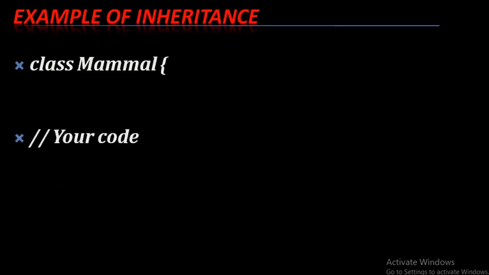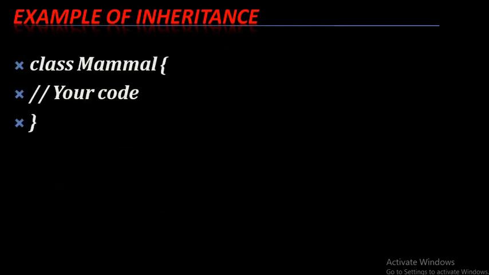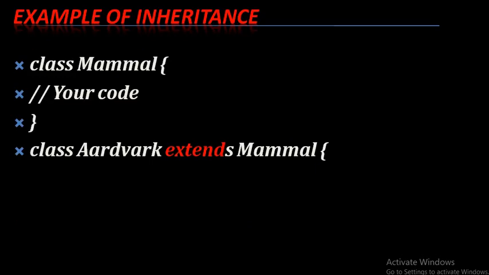An example of inheritance: this is a class Mammal, and you can extend that class in another class, and you can access the Mammal class methods through the object of the child class.